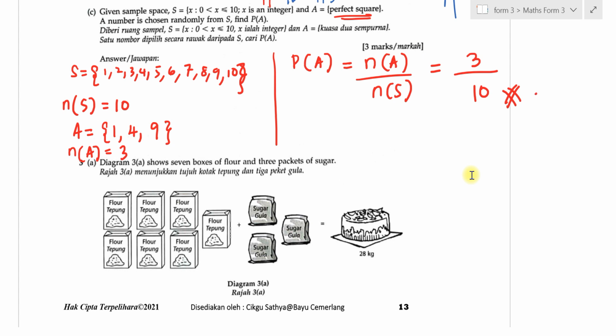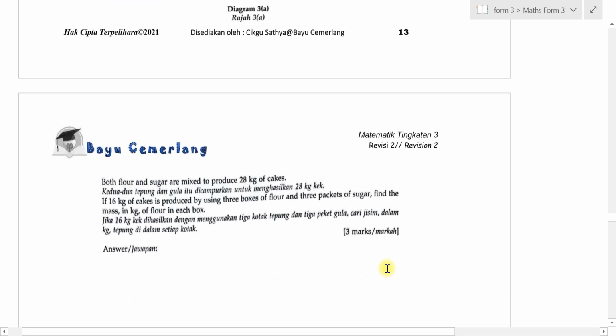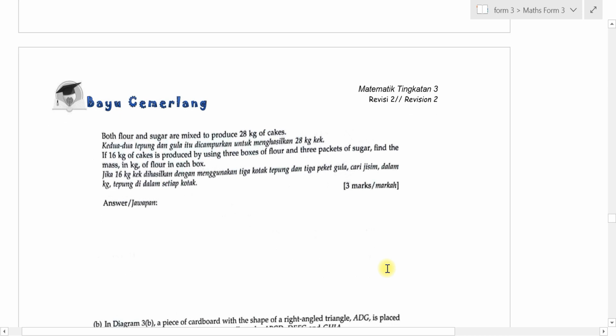Question 3. Diagram 3 shows 7 boxes of flour and 3 packets of sugar to make one cake, is it? 28 kg. Oh my god. Okay. Both flour and sugar are mixed to produce 28 kg of cake.